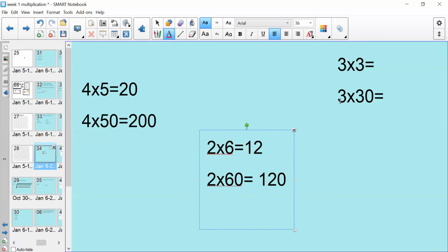The same goes for this one. If you got just 3 times 30 and you did not know what that was, you could say to yourself that you know 3 times 3 is 9. Therefore, 3 times 30 is 90. So you're using the facts of the smaller multiplications that we've learned to work out the bigger multiplication numbers. That's why it's really important to know your multiplication.